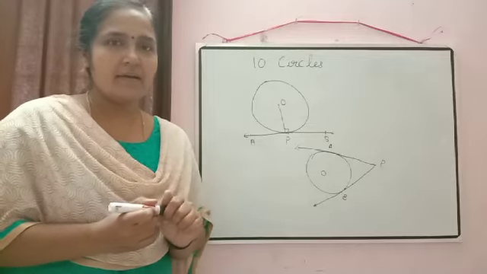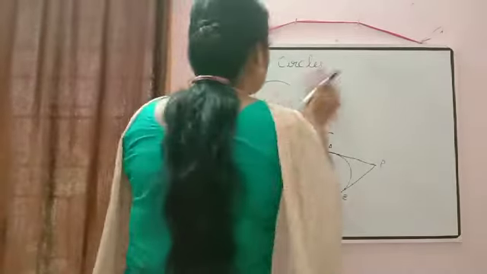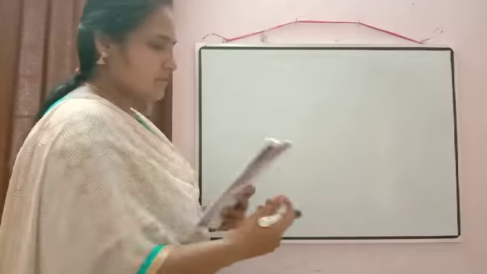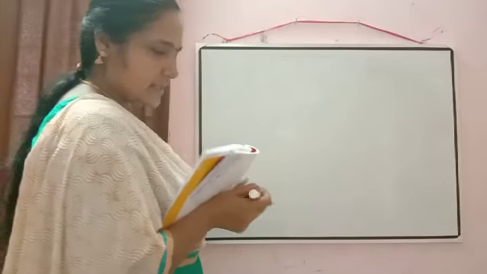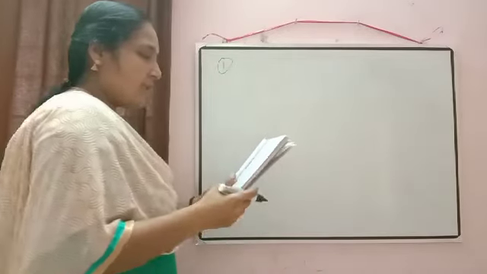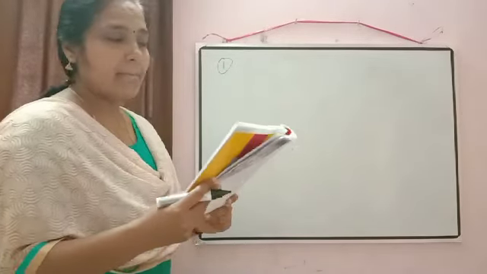So based on these two properties we are going to solve some questions today. Shall we start? All of you can check the question. The questions are already with you. I will read the question and then we can solve it together. You can check the first question. What is written? Prove that the tangents drawn at the ends of a diameter of a circle are parallel.